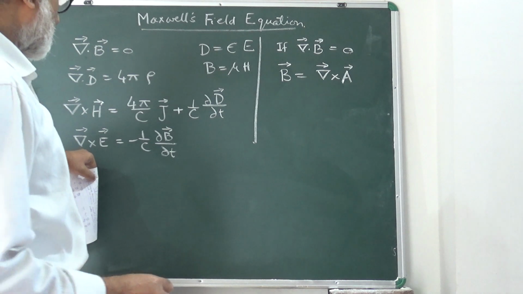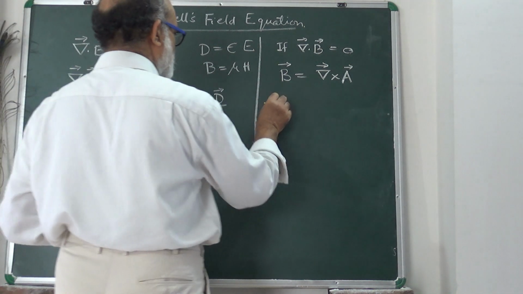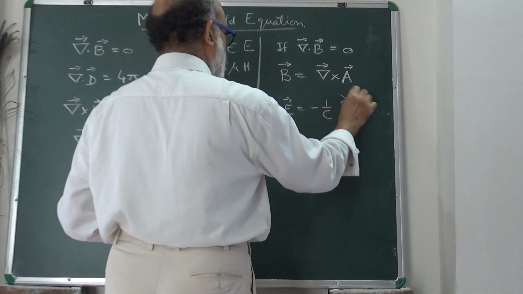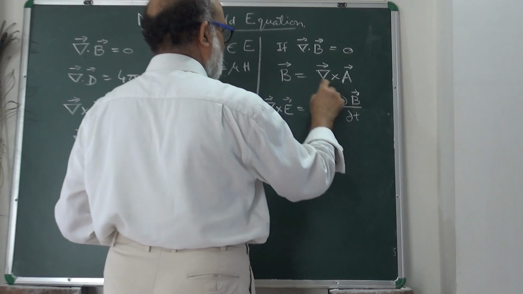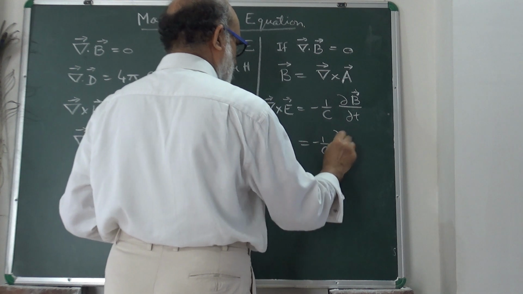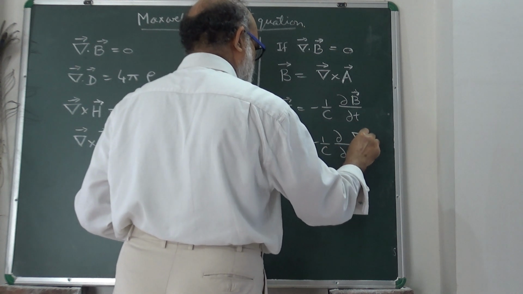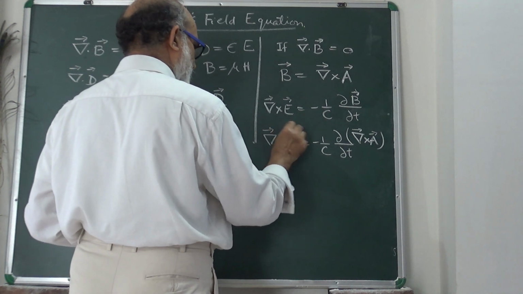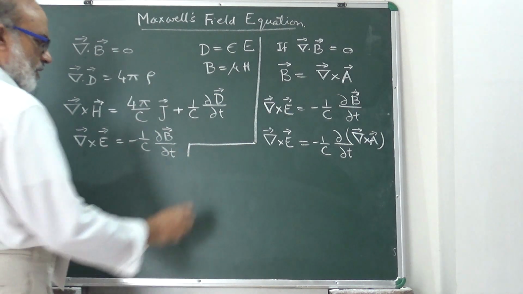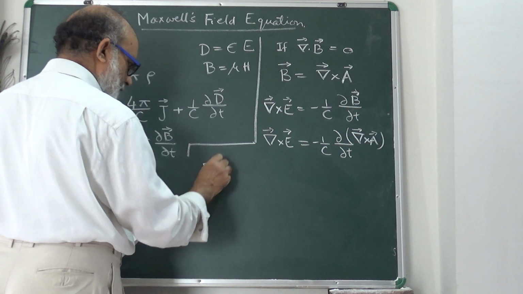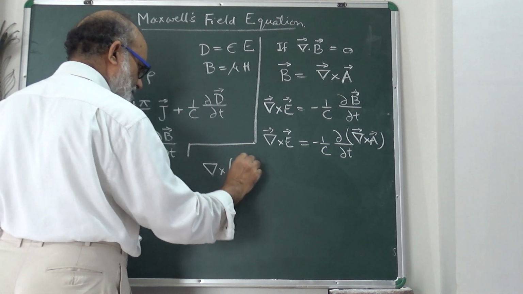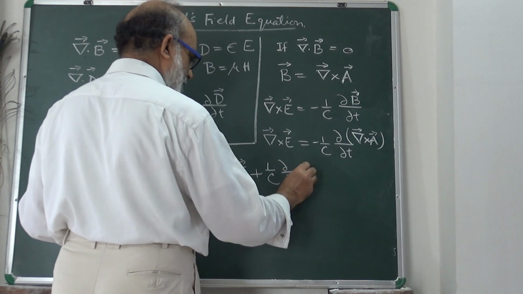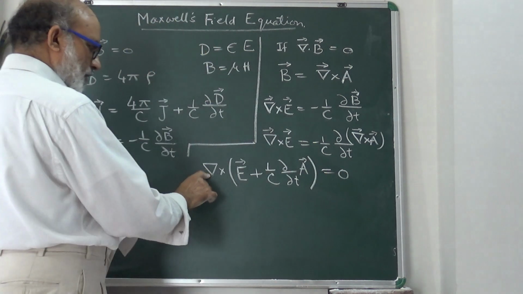Now if you take this equation and substitute the value of B, you will get curl of E minus 1 by C dB by dt, but B is given by curl of A, so it will be minus 1 by C d by dt of curl of A. Now if you bring it to the same side, curl of E plus 1 by C d by dt of curl of A.